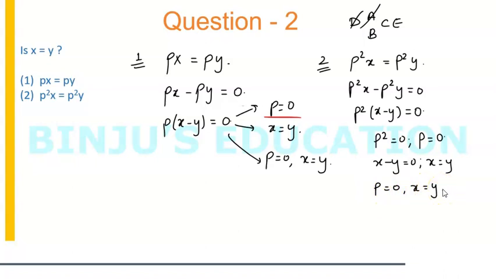All the three can happen. Now these three conclusions will behave exactly the same way as the conclusions of the first statement. That is, when p is equal to 0, then x may or may not be equal to y. But the other two conclusions are saying that x is equal to y. So we do not know which condition will satisfy. Right. That means B also goes out.